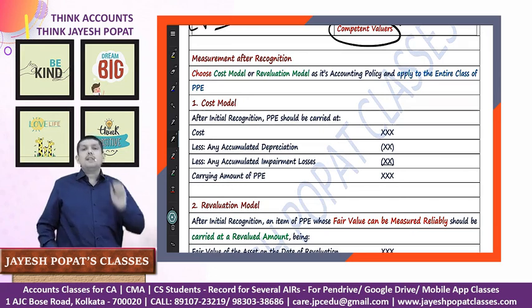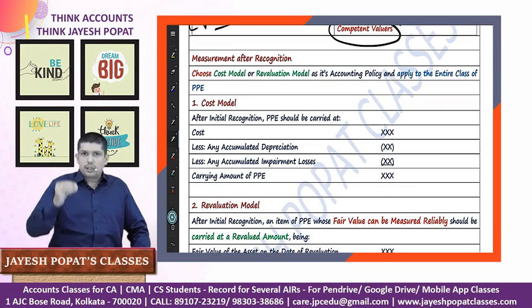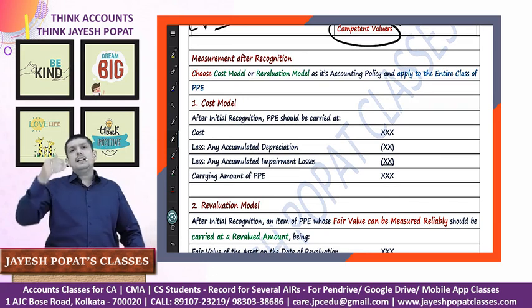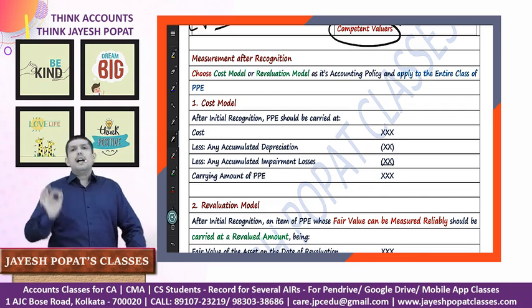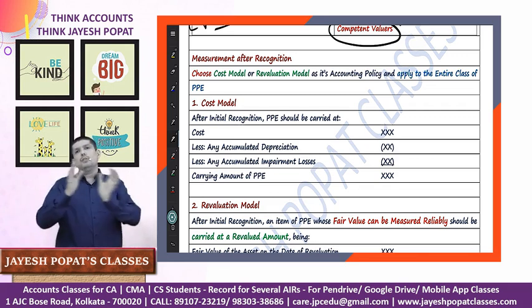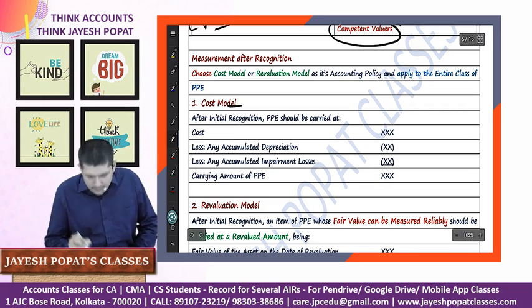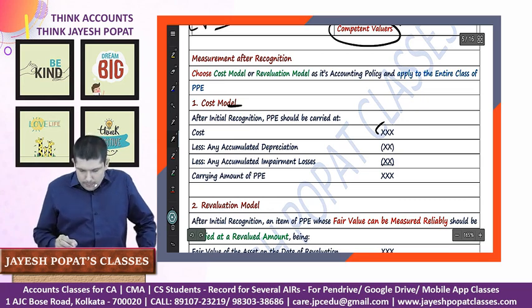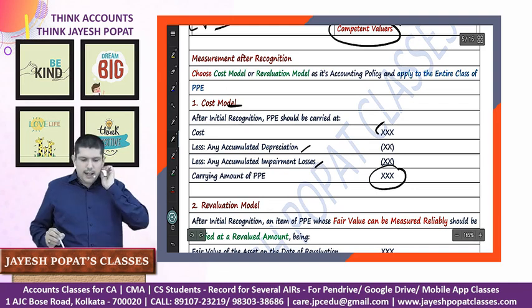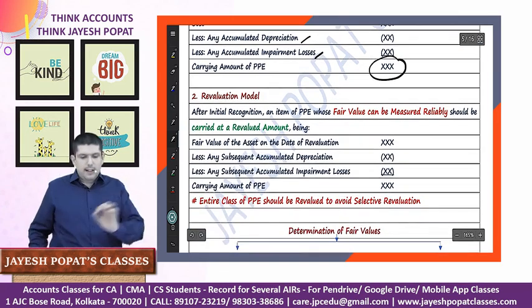Now we'll talk about measurement after recognition, right? Initial recognition we all know has to be done at cost. After the initial recognition, at each balance sheet date, right, we need to carry our fixed asset, right? There is an option, either you can follow the cost model or you can follow the revaluation model. If you choose the cost model, then you have capitalized it at cost, right? You will charge the depreciation, you will charge impairment loss, and then you will get the carrying amount of the item of PPE, right? You may also follow a revaluation model.